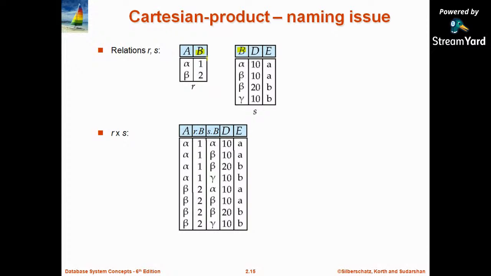Now, if you have a common column name, how can you say that this column name is of R and this column name is of S? So if you have the same column name in a Cartesian product, the same column name is prefixed by the name of the table. Say for example, this is the B attribute of the R table and this is the B attribute of the S table. You have to do this only for the columns whose names are the same in the two tables.